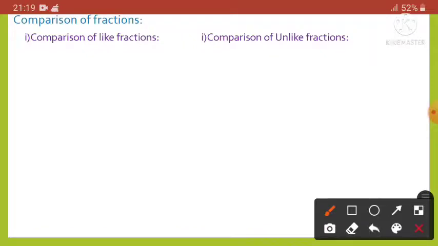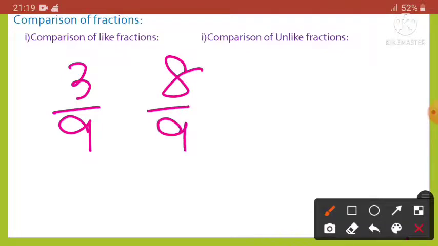So if you want to compare these fractions, suppose we are taking like fractions 3 by 9 and 8 by 9. Okay, so here you can see that both the denominators are the same, that is 9. So the fraction with the greater number in the numerator will be the greater fraction.